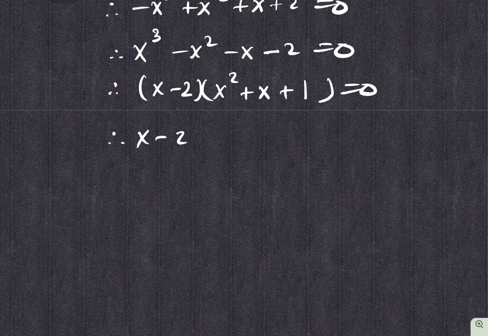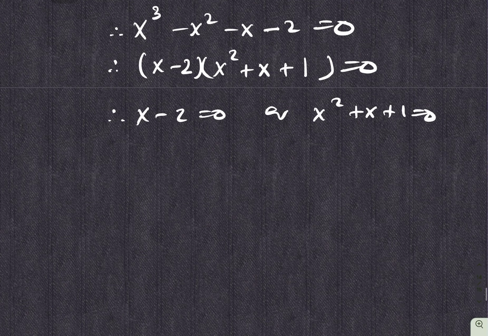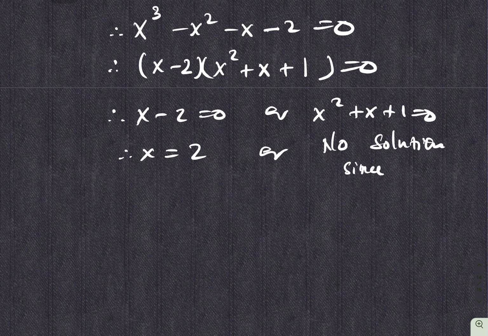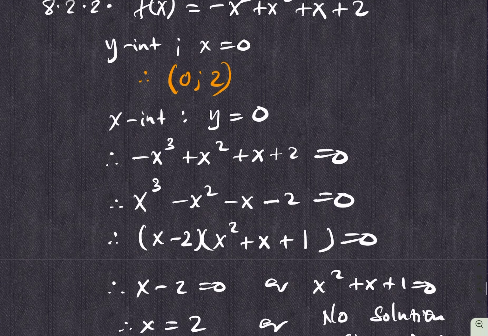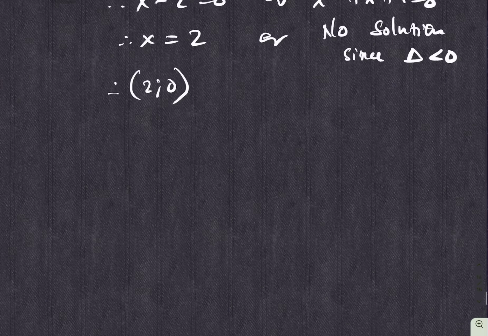Therefore, x minus 2 must be 0, or x squared plus x plus 1 must be 0. Therefore, x is equal to positive 2, or on this side, there is no solution. You can just write that since the discriminant is less than 0, we won't have any roots there. Therefore, the x-intercept is (2, 0), and (0, 2) is the y-intercept.